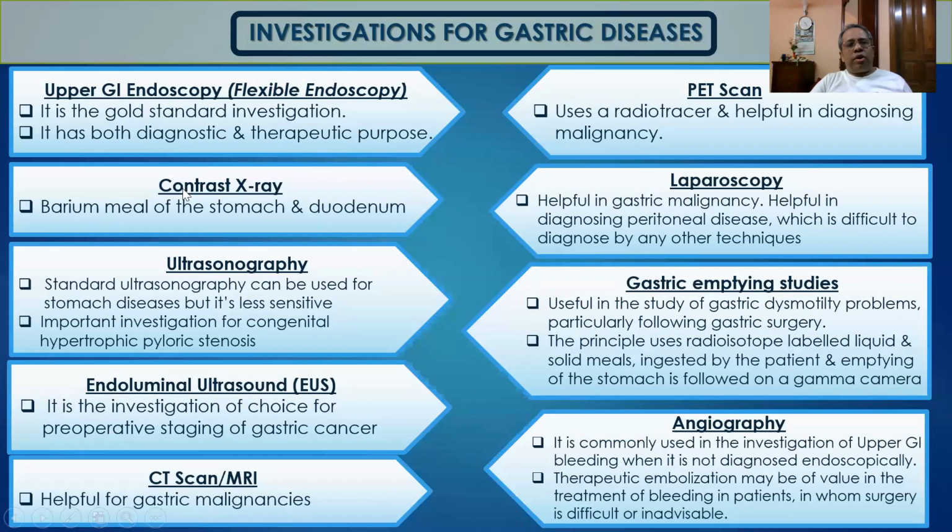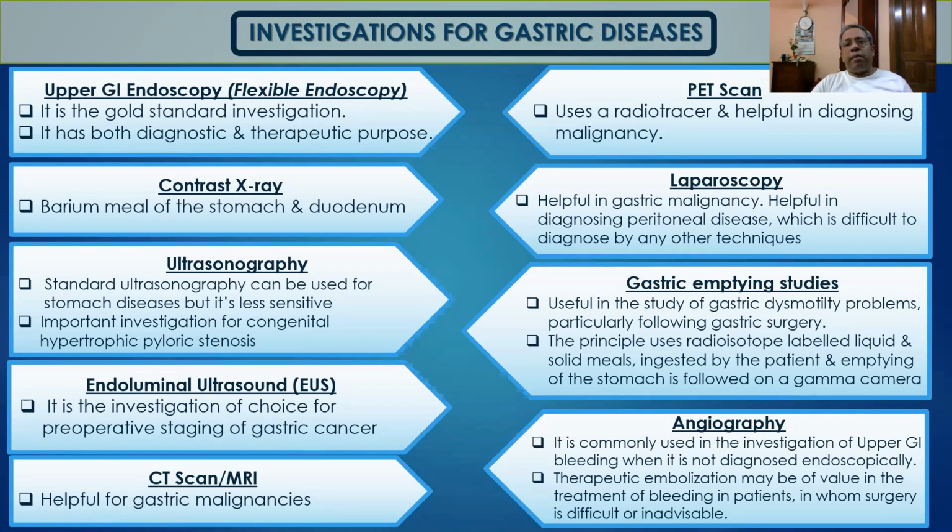The other is contrast X-ray. That contrast X-ray is called the barium meal of the stomach and duodenum. For the barium meal, barium sulfate powder is mixed with water, making a milk-like liquid solution. That solution is ingested by mouth and the X-ray is taken. Then it is called the barium meal X-ray of the stomach and duodenum.